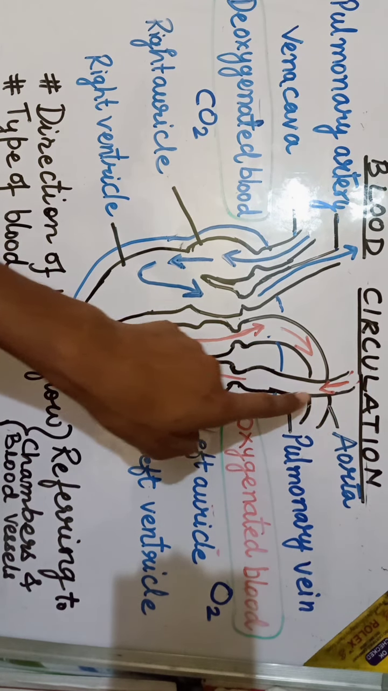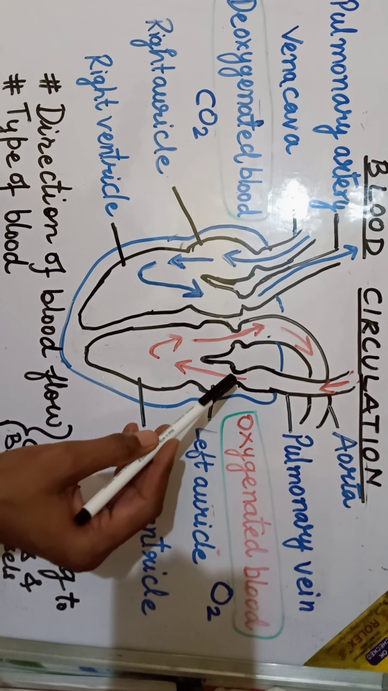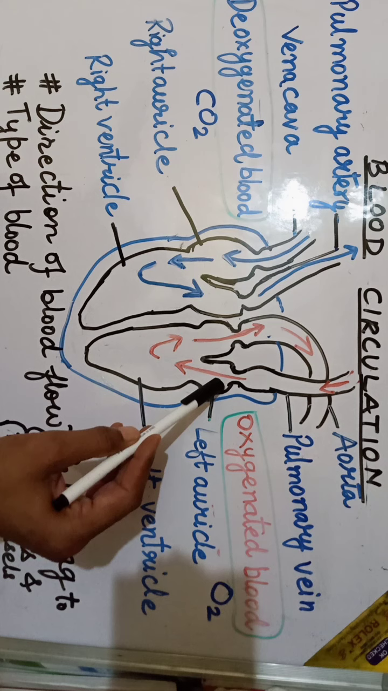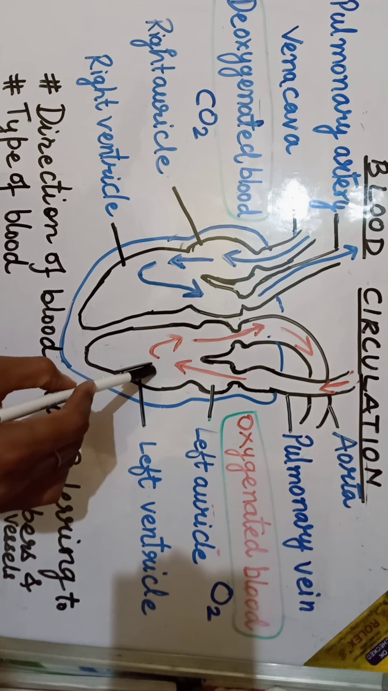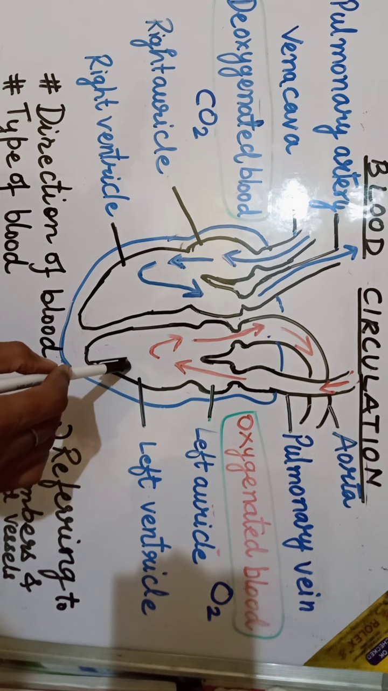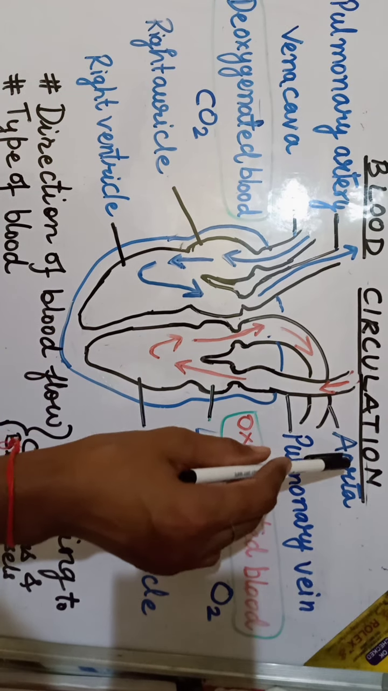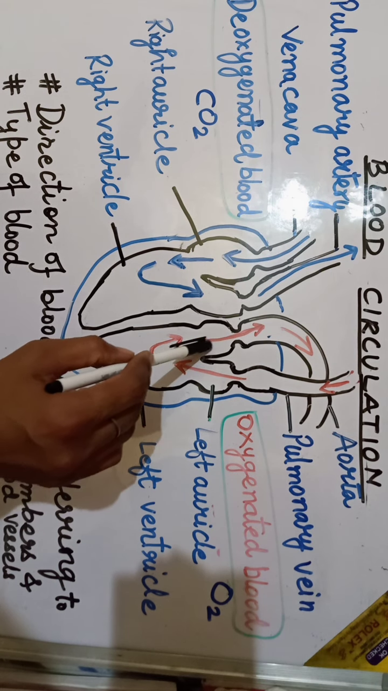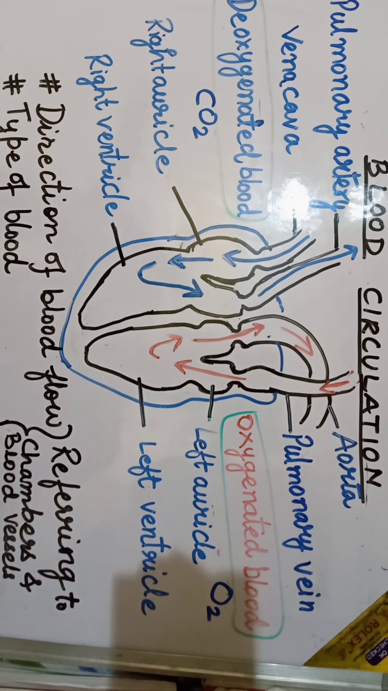So this arrow is showing that pulmonary vein is bringing oxygenated blood, that is rich in oxygen, to the left auricle, and from the left auricle it is coming to the left ventricle through the bicuspid valve, and from left ventricle it is pumped to all parts of the body through aorta. And this particular oxygenated blood is going to all parts of the body.